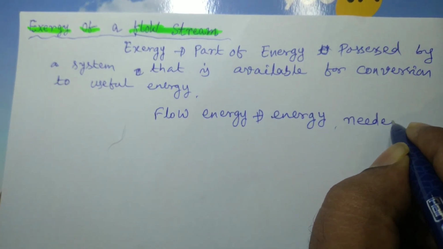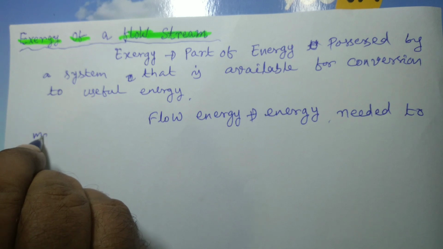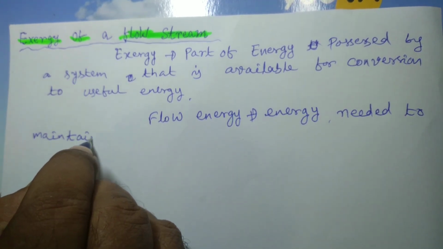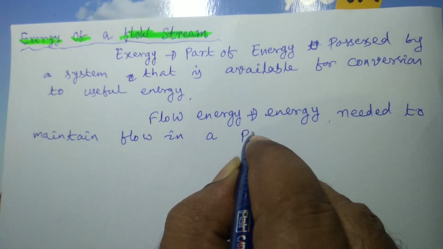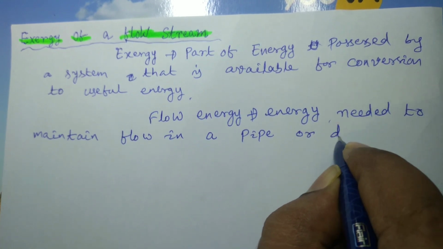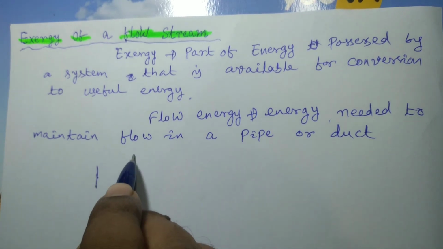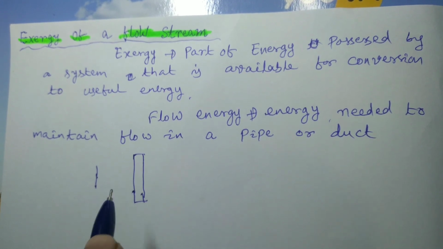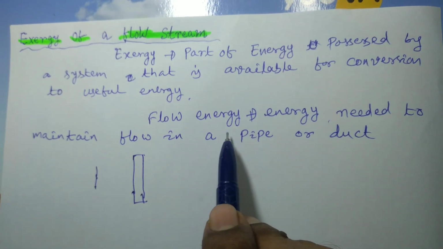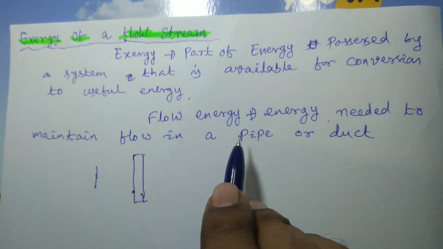Flow energy is nothing but the energy needed to maintain flow in a pipe or duct. A section which is upstream will push the downstream fluid, so that there will be a flow maintained. So that is the flow energy, and this is the only form of energy which is available in case of an open system and not available in case of a closed system.